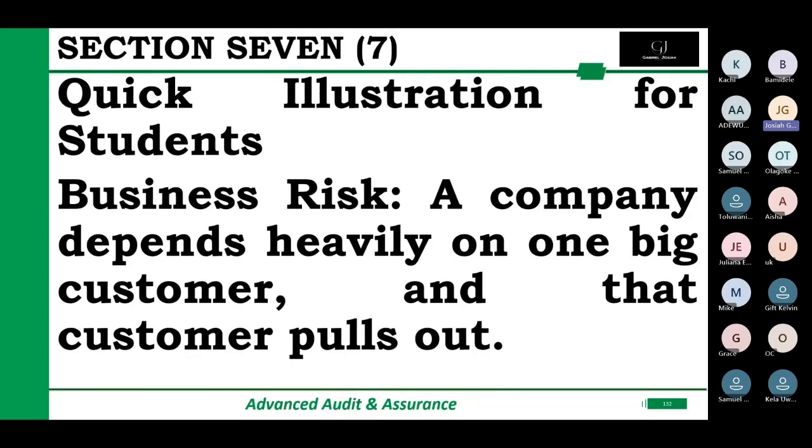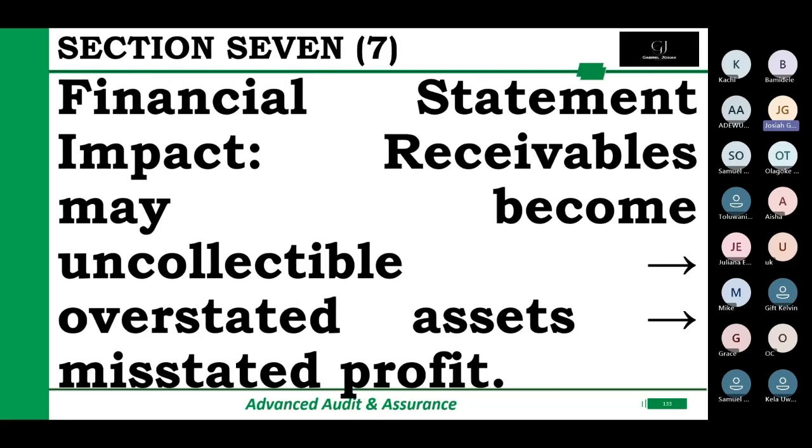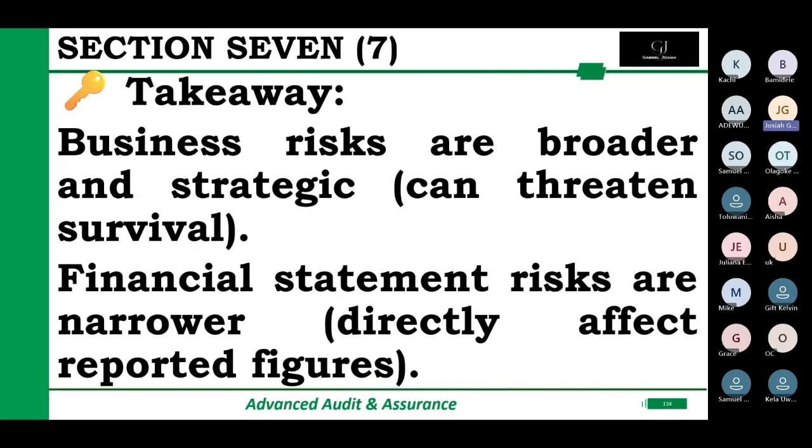That's the risk. So this business risk of a business pulling out, you can see how it culminates in receivables either going bad and uncollectible, overstated receivables, or the current assets and misstated profit. You can see the impact. So a key takeaway is that business risks are broader and strategic and can threaten the survival of a business. So we are trying to see to the going concern, let the business be sustainable, and that's what business risk assessment, evaluation, and treatment addresses.